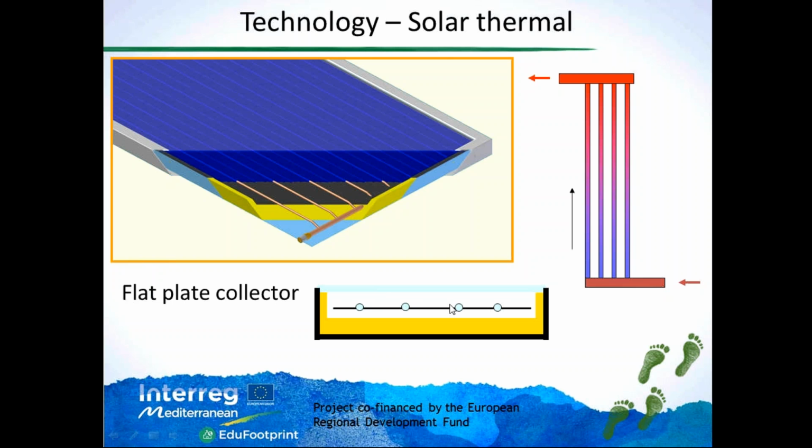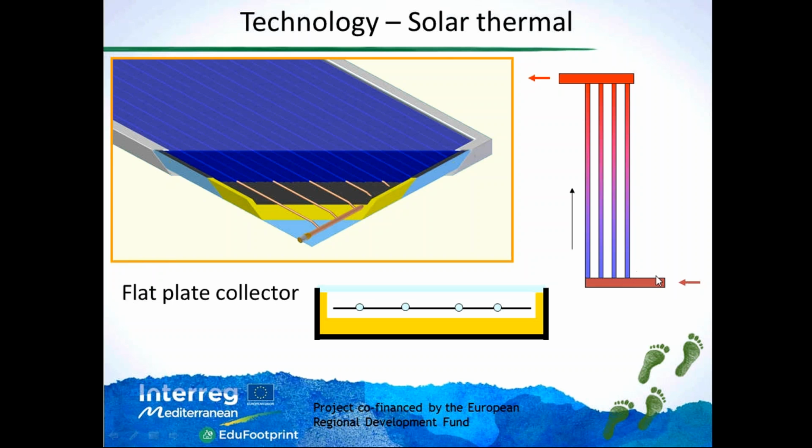And of course, both the glass and the insulation material are there to, let's say, reduce the thermal losses, and so to guarantee that the hot water is produced and then transferred to the user. So you see here how the operation of such a system works.